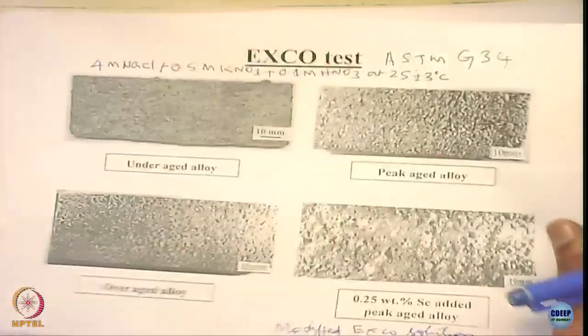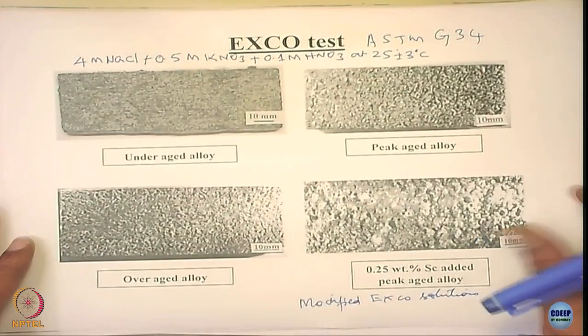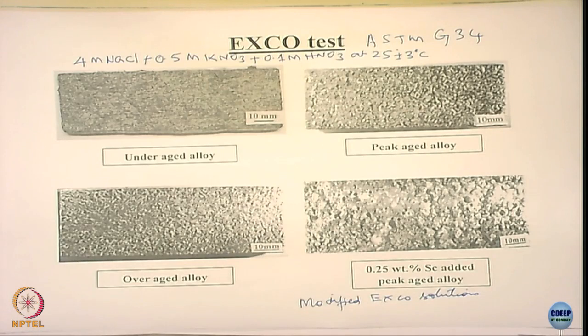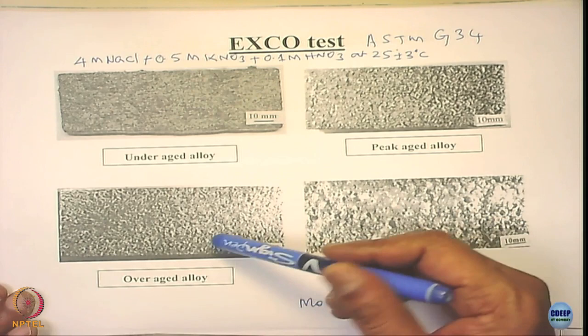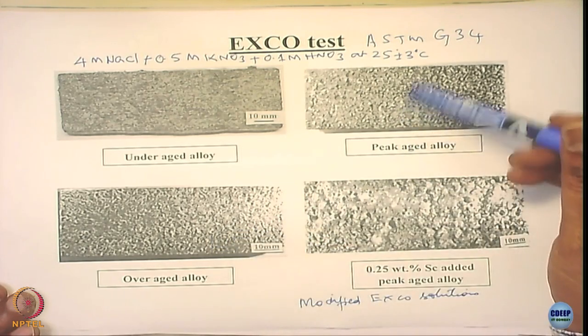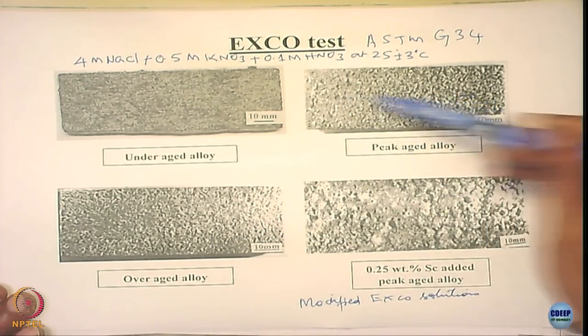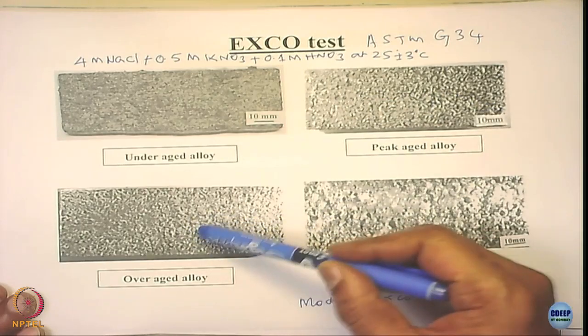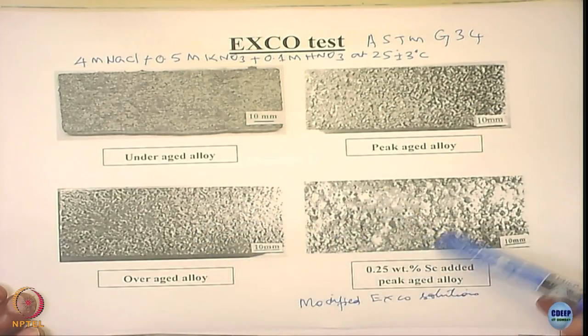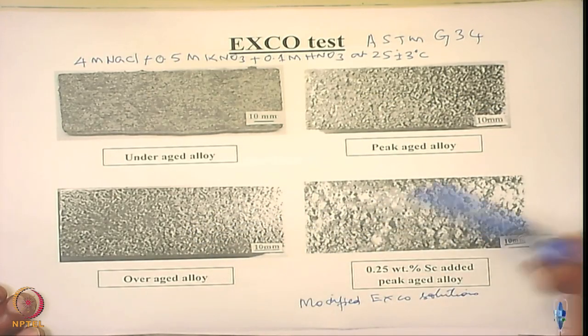There is also an ASTM standard, which is used as the EXCO test, where you use highly concentrated sodium chloride plus potassium nitrate plus nitric acid. You see, if it is a peak aged sample, the surface is quite rough, and overaged is a little less rough, and this is a different kind of alloy system that you have.